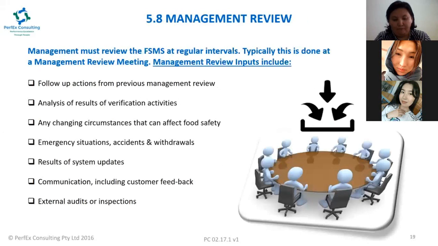Management must review the food safety management system at regular intervals. Typically, this is done at a management review meeting. Inputs for this meeting include follow-up actions from previous management reviews, analysis of results of verification activities, any changes in circumstances that could affect food safety, any results of system updates, any emergency situations or withdrawals that have happened, any communications or customer feedback, and the status of any external audits or ongoing inspections.